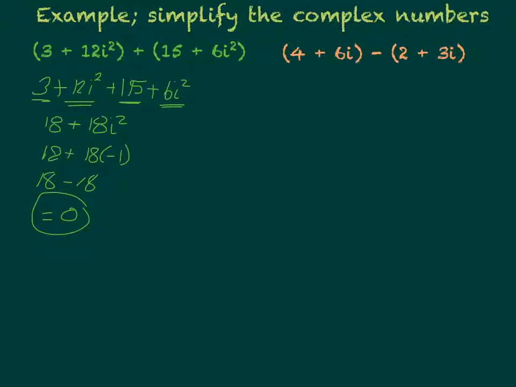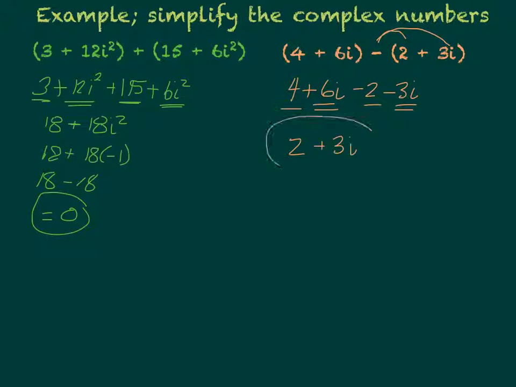For the next example here, we have (4 plus 6i) minus (2 plus 3i). In this one, the first step we need to do to get rid of the parentheses is distribute in your negative sign. So that would be 4 plus 6i minus 2 minus 3i. And then I combine my like terms. 4 and -2 is 2. Positive 6 minus 3 is a positive 3i. And that's your final answer.